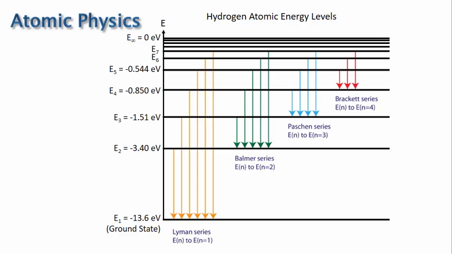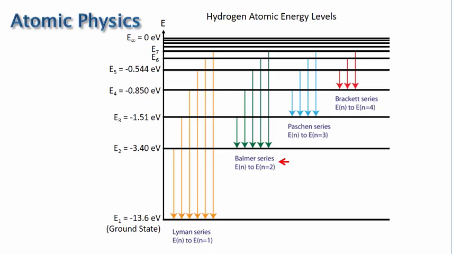Note that the highest transition shown in each series in this plot is from the 7th energy state, but transitions from all higher states are also part of each series, so each series is actually an infinite number of transitions. The Lyman series, for example, would also include E8 down to E1, E9 down to E1, E10 down to E1, all the way to E infinity to E1.